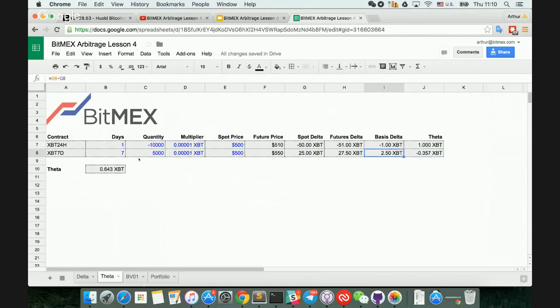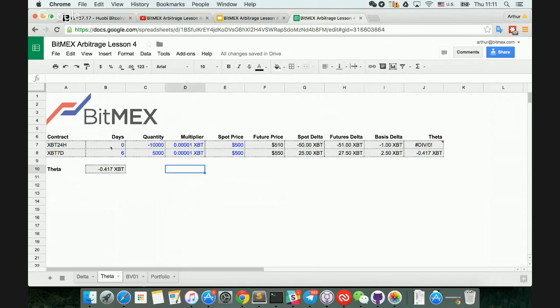Now, let's say that this contract goes to 0, now we have a pure negative theta because we no longer have any position in this contract, and now we're just paying away every day 0.4 Bitcoin in terms of time value.